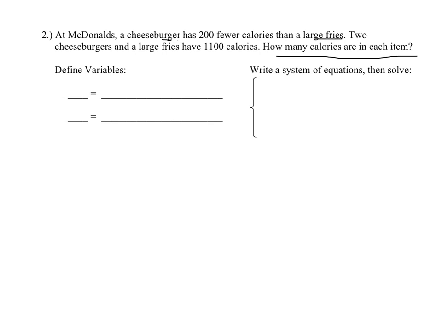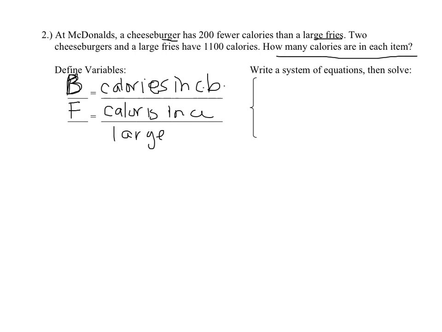Now you could use x and y again, but I like to use letters that represent my items. So I'm going to say a burger, I'm going to call that a big B. And I'm going to use F for fries. So my B would be calories in a cheeseburger. I'm going to abbreviate cheeseburger. And F would be calories in a large fry. Those are my variables.